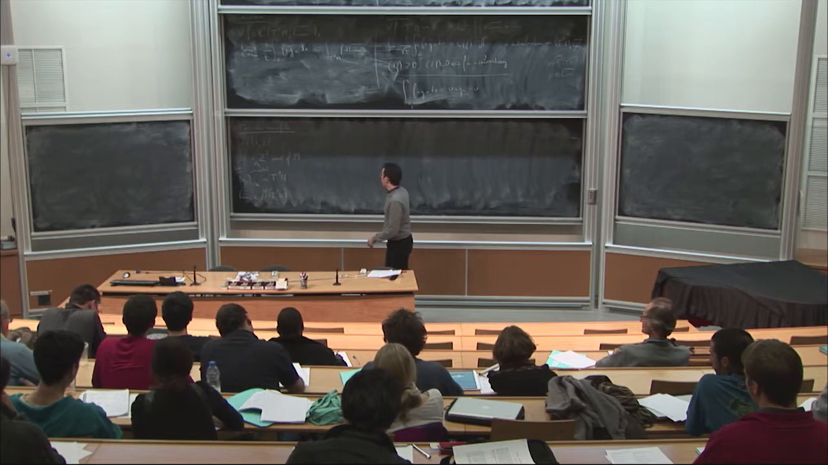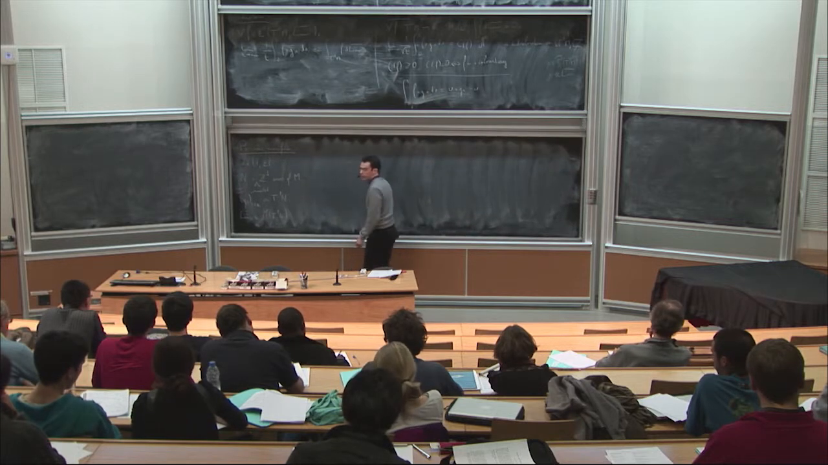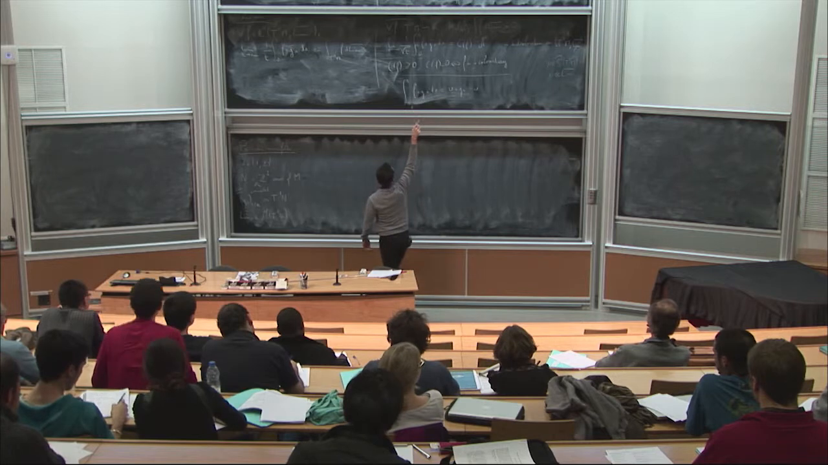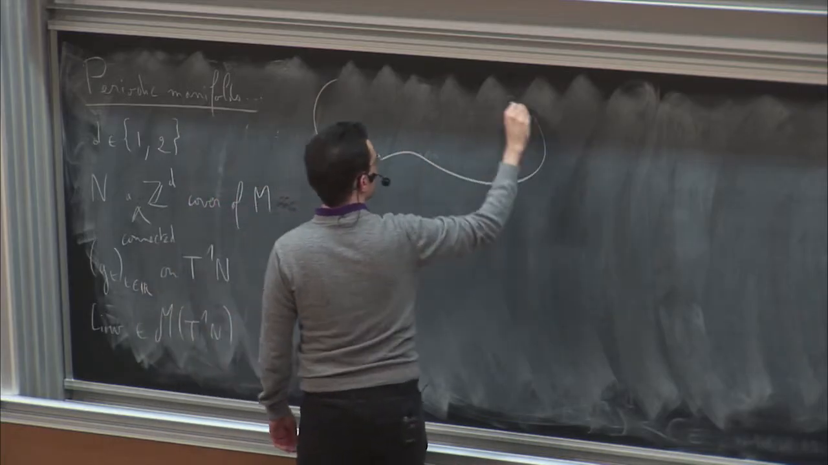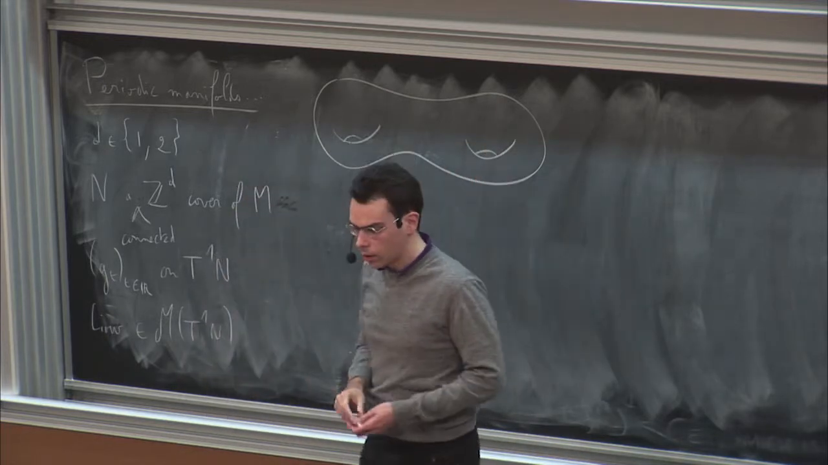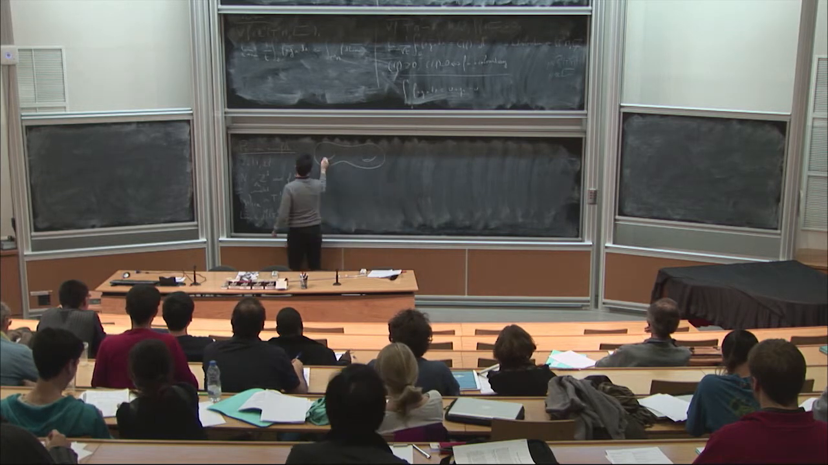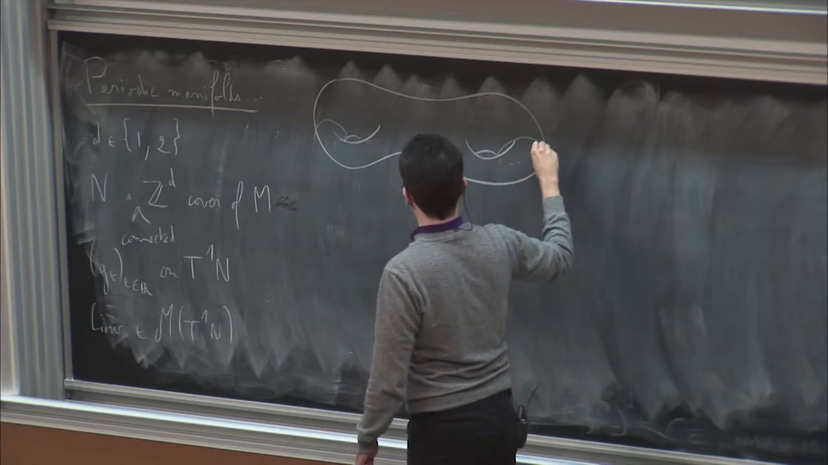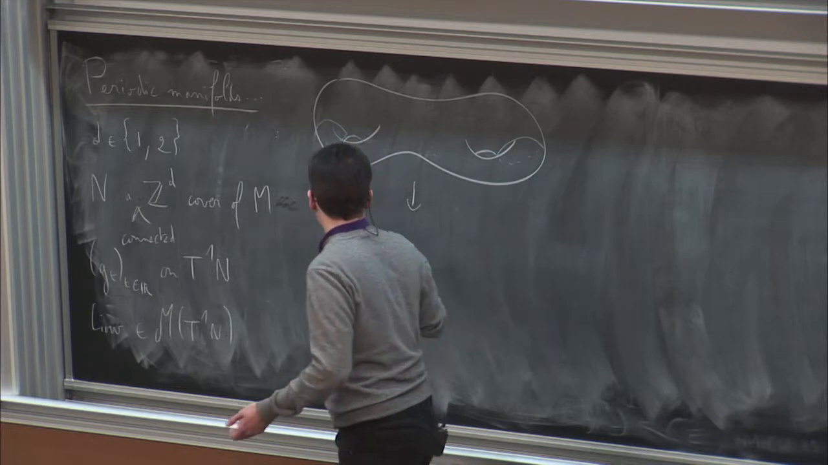So to see exactly what such a manifold looks like, I will start from the manifold I've drawn here. And I will cut some handles. So I will do a cut here, for instance, and a cut here. This gives me a manifold with boundary.